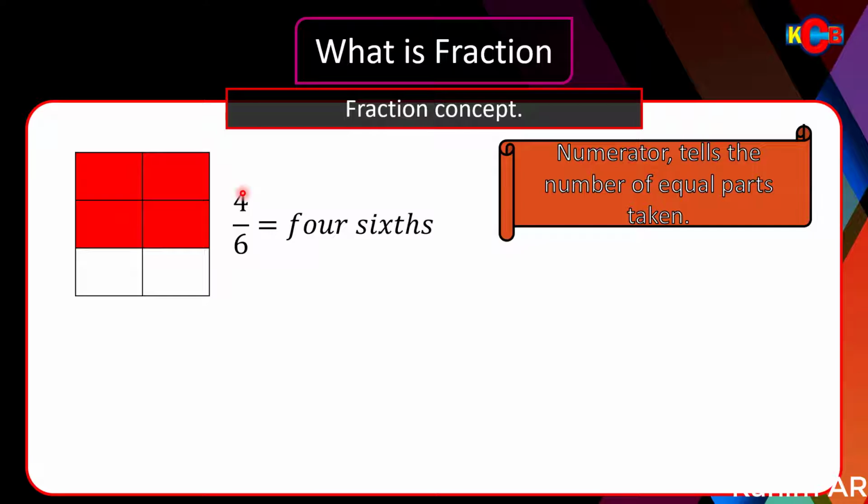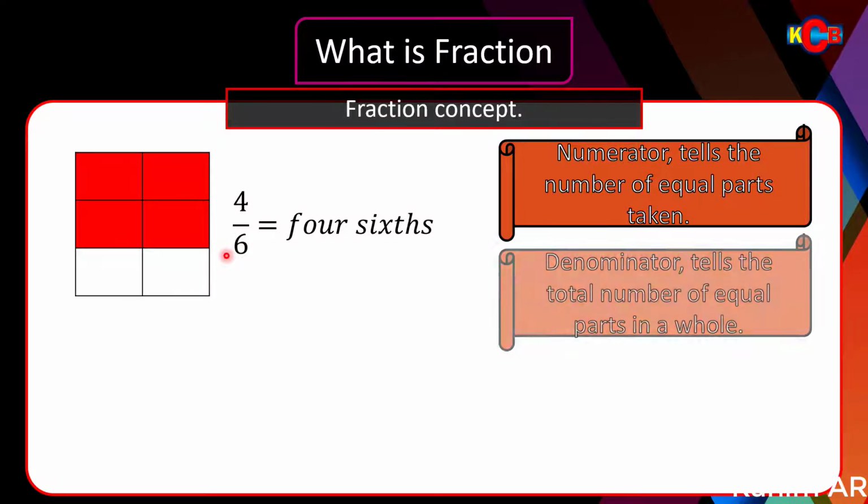So, as you can see, the numerator tells the number of equal parts taken. Like in this example, I shaded 4 equal parts in a whole. 1, 2, 3, 4. Next, the denominator tells the total number of equal parts in a whole. Here, the total number of equal parts in this example is 6. 1, 2, 3, 4, 5, 6. Thus, the denominator is 6.